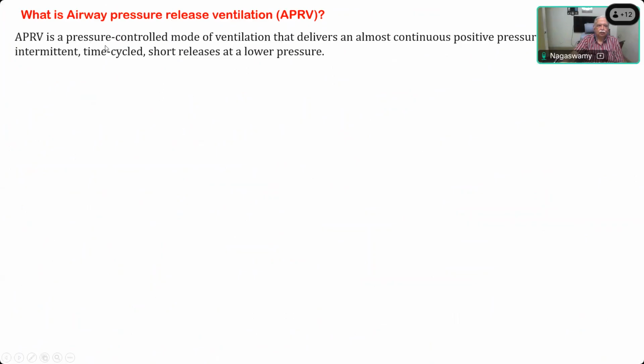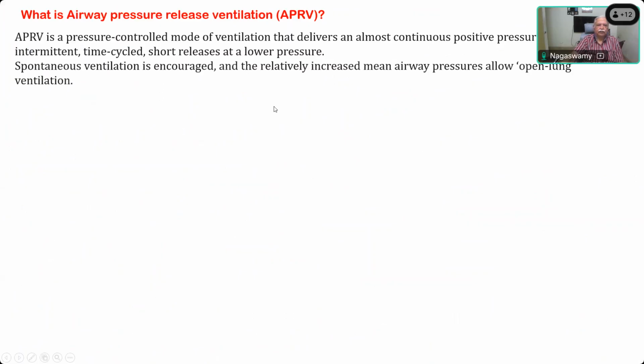First and foremost, it's a pressure control mode of ventilation that delivers almost continuous positive pressure with intermittent time-cycled short releases to a lower pressure. Okay? So it is somewhat a modification of CPAP. That is why it's called airway pressure release. The high pressure that is continuously given is intermittently released. Spontaneous ventilation is encouraged in this mode. Relatively increased mean airway pressure allows for improvement in oxygenation.